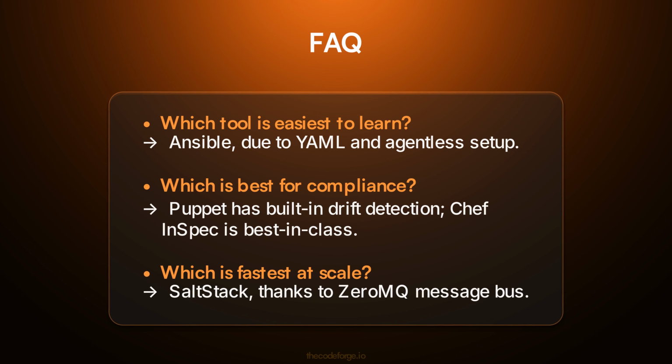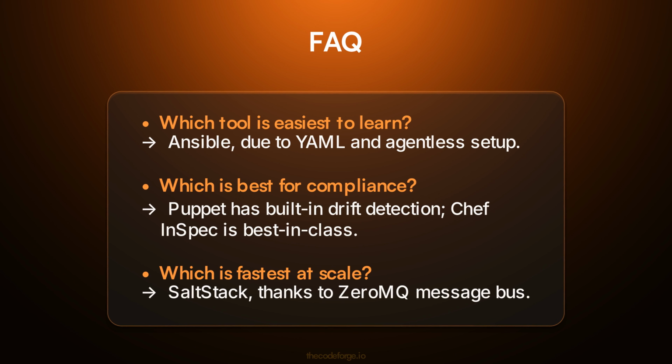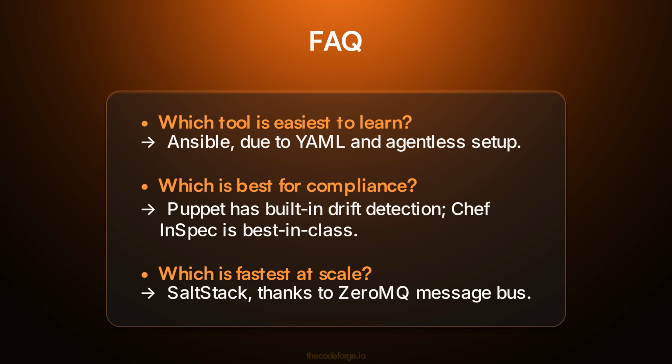And a few frequently asked questions. Which tool is easiest to learn? Ansible, due to YAML and agentless setup. Which is best for compliance? Puppet has built-in drift detection. Chef InSpec is best in class. Which is fastest at scale? SaltStack, thanks to the 0MQ message bus.